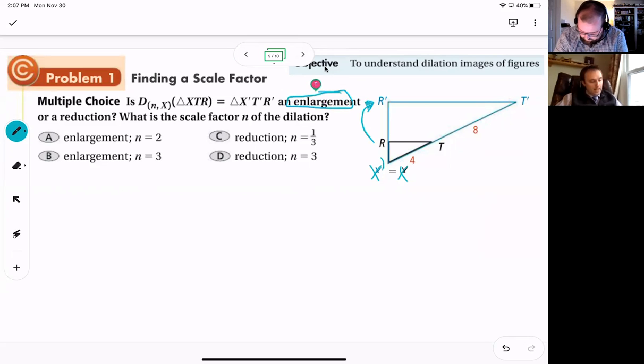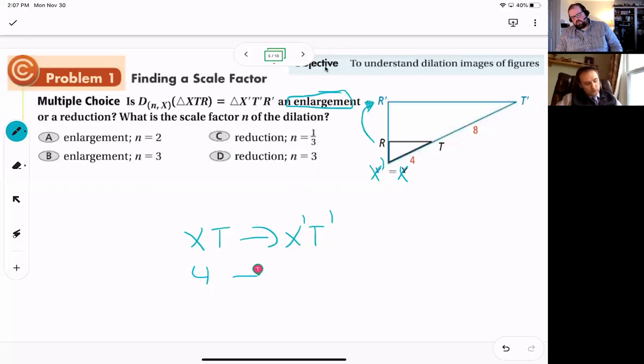Mm-hmm. And then what is the scale factor? Well, I see a side of 4. So is it fair to say that XT goes with X prime, T prime? I think so. And we're going from 4 to 8. So I think I multiply by 2 to do that.